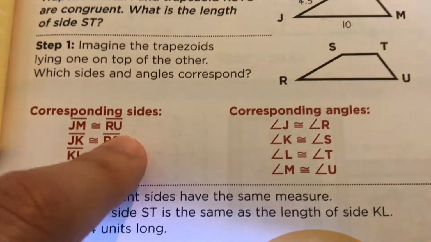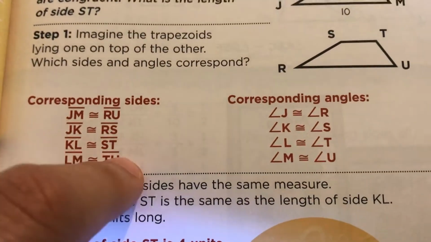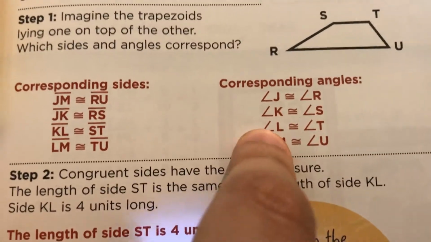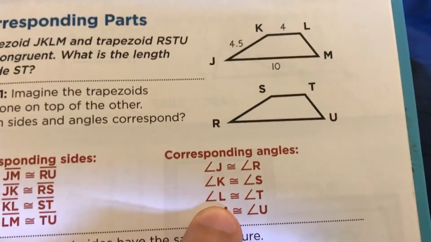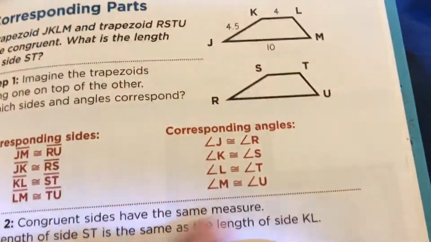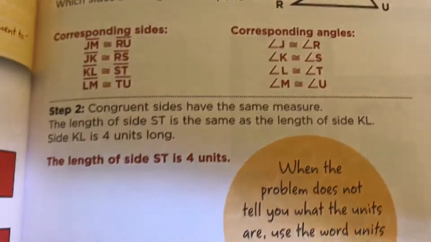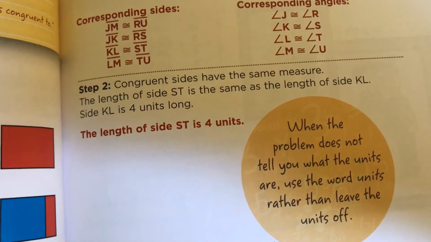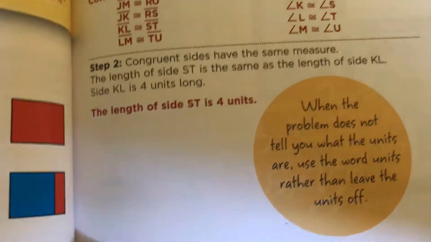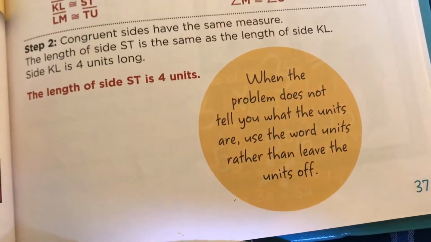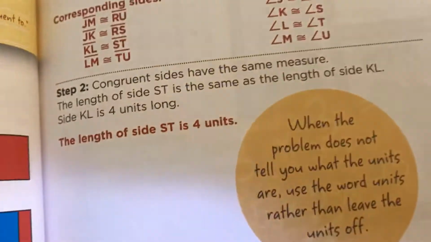Corresponding sides: JM and RU, JK and RS, KL and ST, LM and TU. Corresponding angles: J and R, K and S, L and T, and M and U. Right? Okay? Congruent sides have the same measure. The length of side ST is the same as the length of side KL. Side KL is 4 units long. The length of side ST is 4 units. When the problem does not tell you what the units are, use the word units rather than leave the units off.